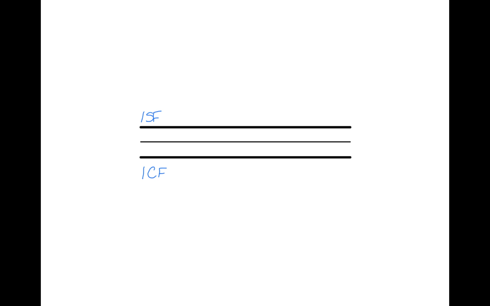So here we have our hypothetical cell, and our hypothetical cell has a plasma membrane that separates two compartments. The first is the intracellular fluid, or ICF, which is the fluid inside the cell, and the second is the fluid outside the cell, otherwise known as the interstitial fluid.